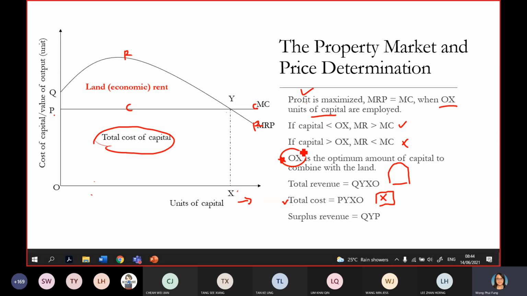Okay. Then your surplus profit, which means your revenue minus your cost, which means A area minus B area, which means is only this one. This is what we call surplus profit when your revenue minus your cost. Okay, I hope you know how to see. This is the surplus when the revenue minus the cost. Okay, so QYP.